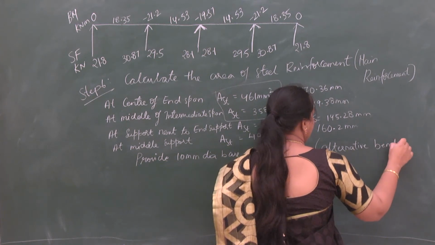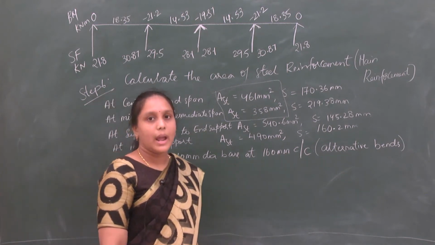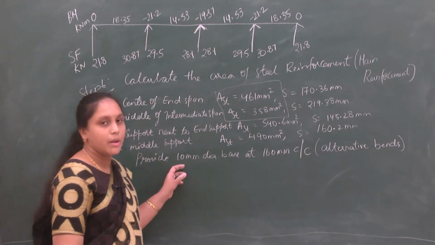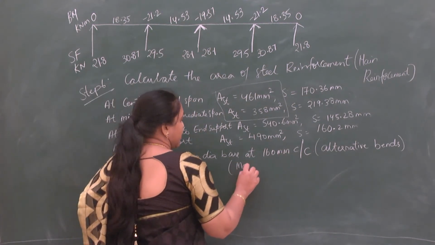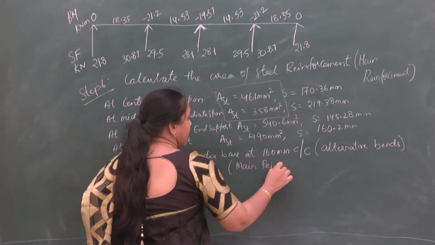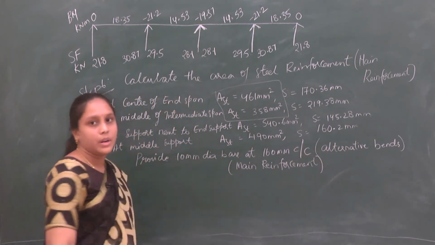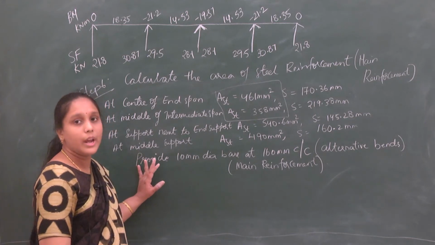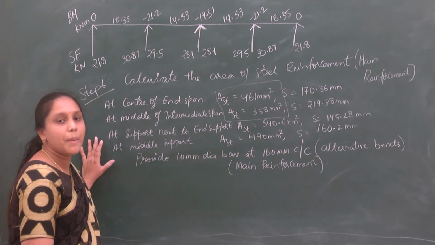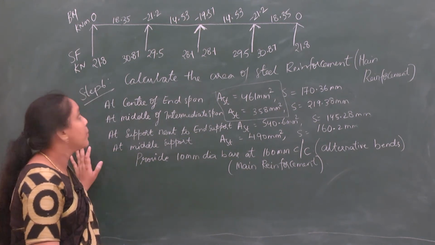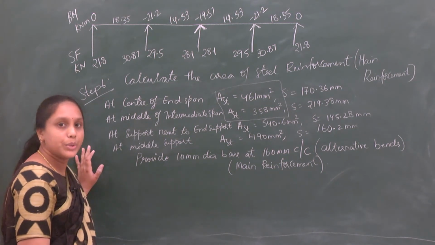With alternate bends, that is, alternately I am going to provide the cranked bars. So 10 mm dia bars at 160 mm center to center as the main reinforcement. So here I have provided this. Now if we observe here, what is the maximum bending moment? The maximum bending moment is a negative moment, which is 21.2 kilonewton meter.